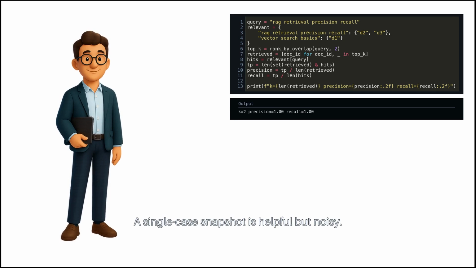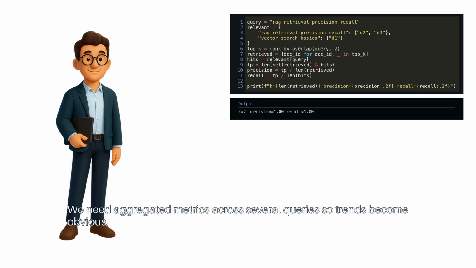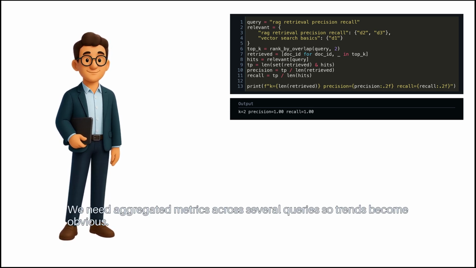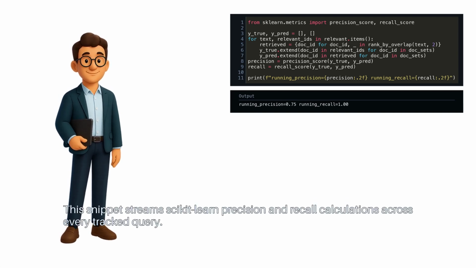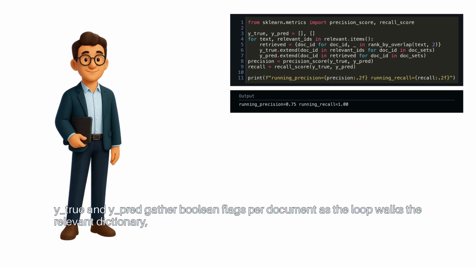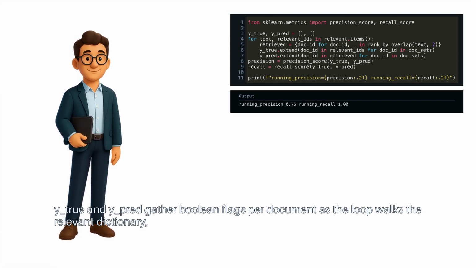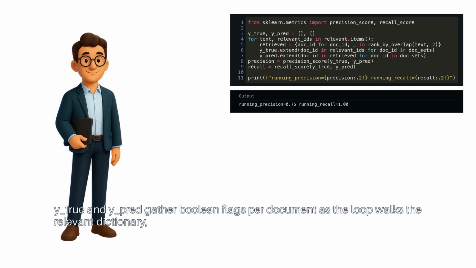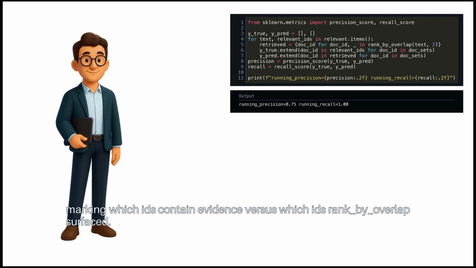A single case snapshot is helpful but noisy. We need aggregated metrics across several queries, so trends become obvious. This snippet streams scikit-learn precision and recall calculations across every tracked query. Y true and Y pred gather Boolean flags per document as the loop walks the relevant dictionary, marking which IDs contain evidence versus which IDs rank by overlap surfaced.